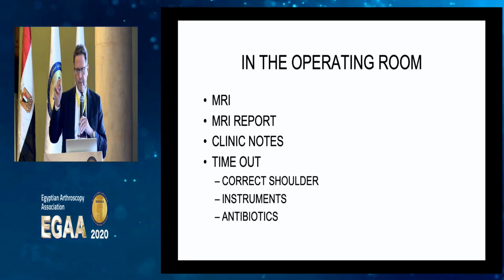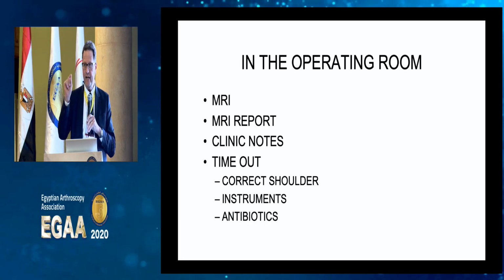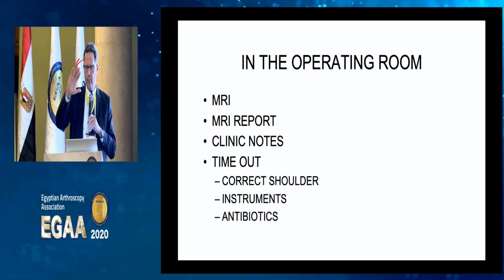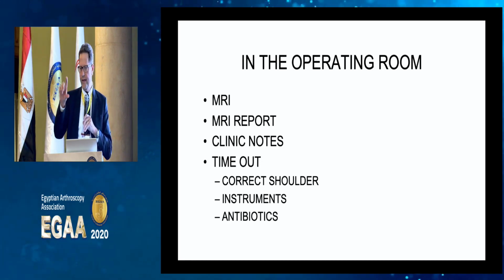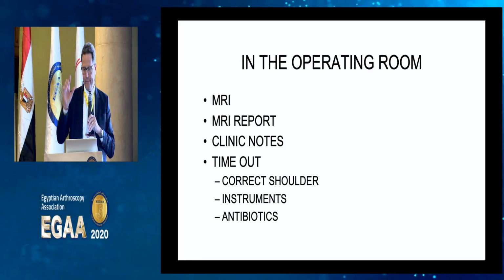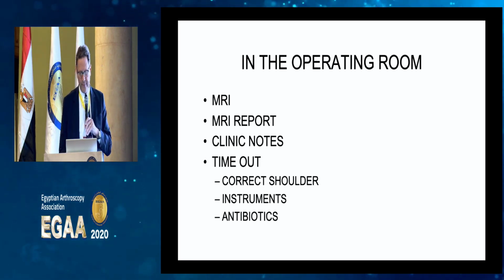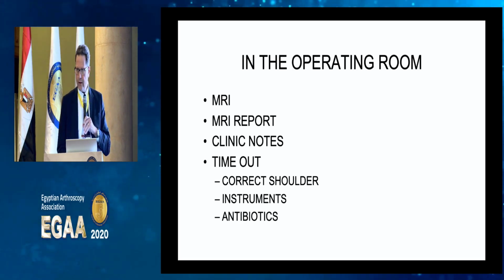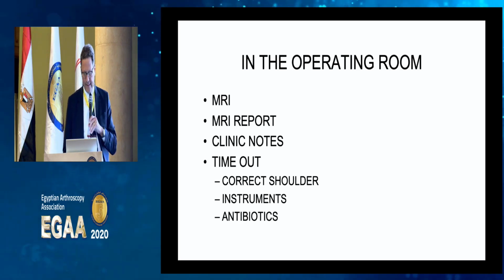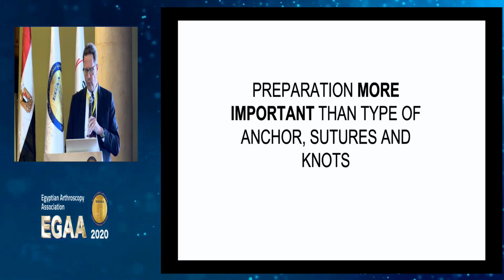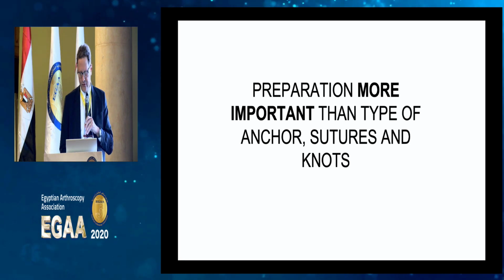Always have the MRI report, because the patient, again, looks at the MRI report. If they see a labrum tear and there was no labrum tear at surgery, and you don't tell them after surgery that the MRI report showed a labrum tear but you looked and there was none, they will not be happy. So I always look at the MRI report so I can discuss with the patient after surgery everything that the MRI showed and what I did about it during surgery. I usually have my clinic note as well, what I talked to the patient about, and of course do a timeout for safe surgery. Make sure you're operating on the correct shoulder, mark the shoulder, things like that. I think they're standards within the world right now. So I think this preparation is more important than the type of anchors, sutures, and knots you use during surgery.